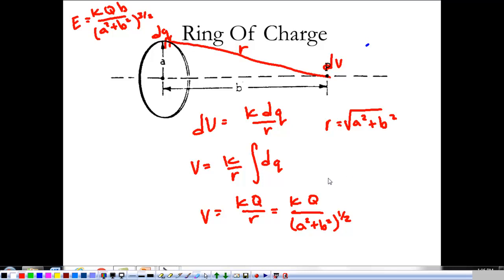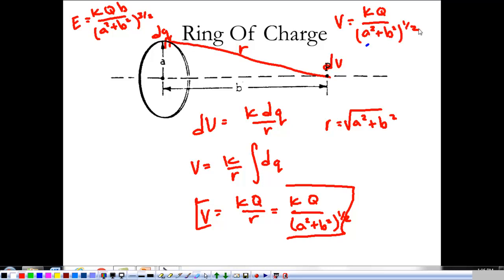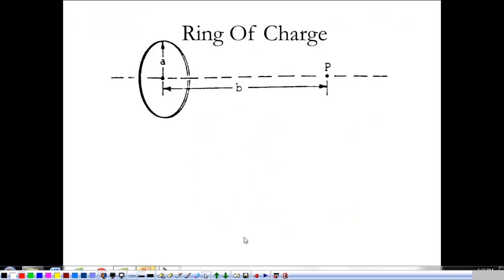That's all we have to do to get the voltage of this charge distribution. This is an easy one to deal with, but we're going to have to memorize both of these things. V equals kq over a squared plus b squared to the 1/2. We're going to have to memorize both of these things for what we do in the next video when we look at a disk of charge. So we'll come back to that, but this is all for now.